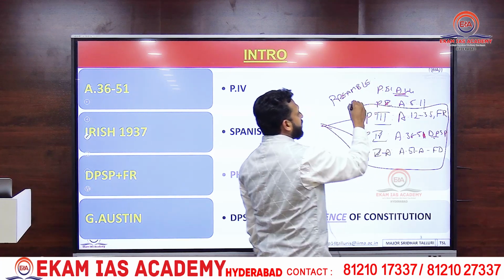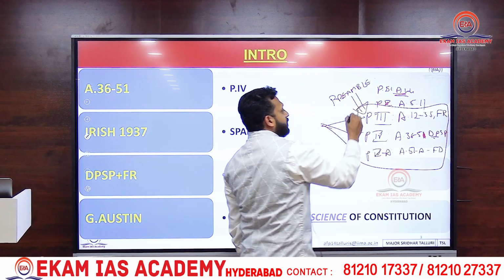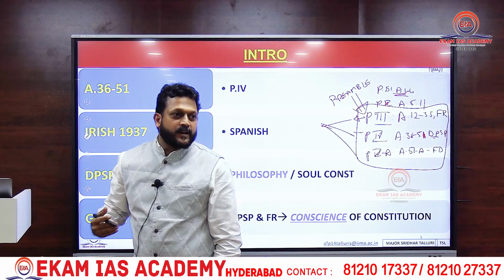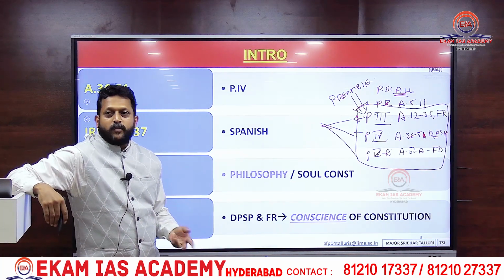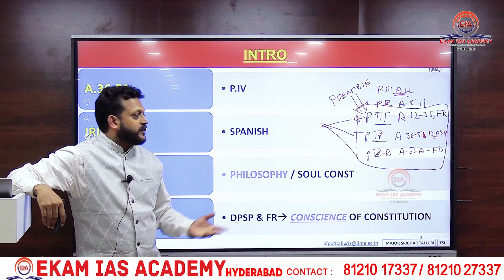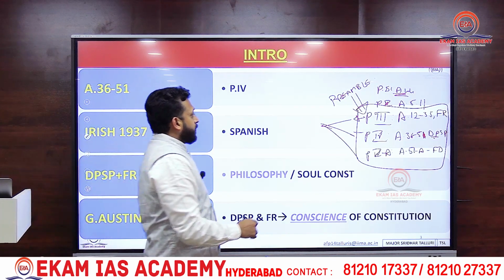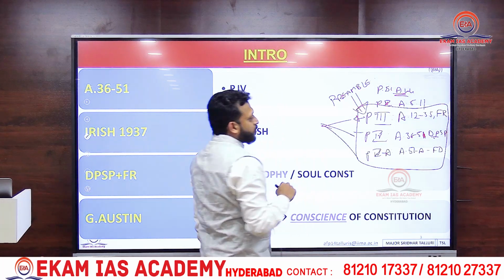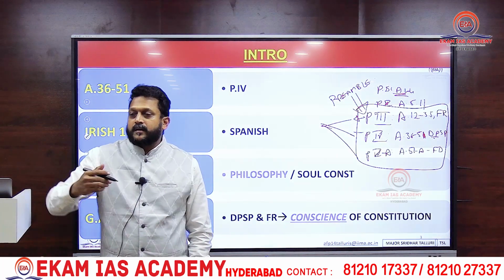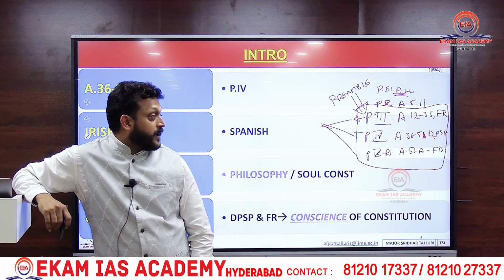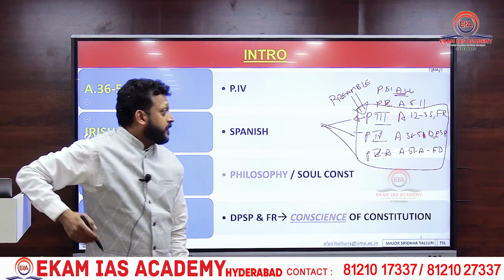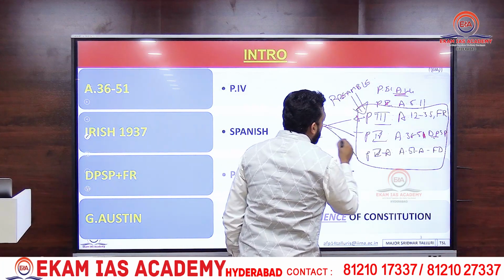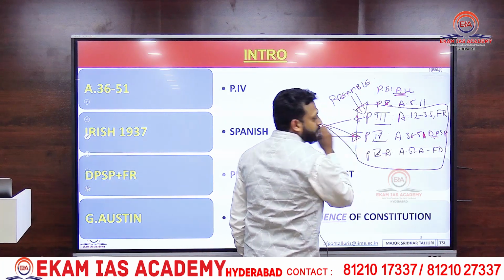What is the relation with the preamble? Whatever has been enshrined in the preamble, these concepts have been given in the form of rights and in the form of principles. During the framing of the constitution, they might have thought about whether Part 4, the directive principles, should be made enforceable or not. This is very, very important for social welfare.